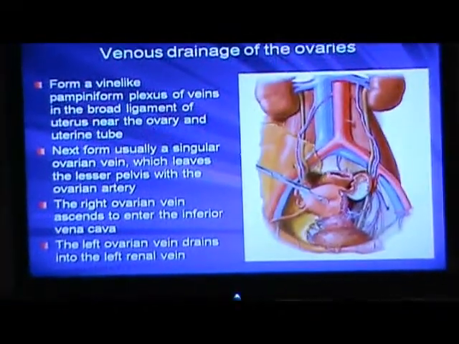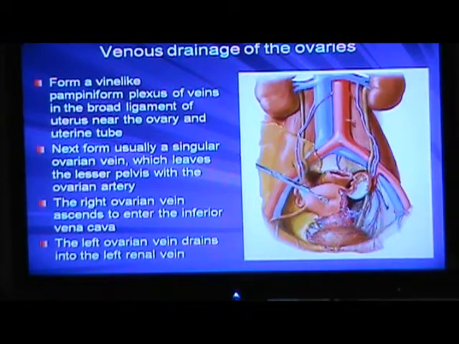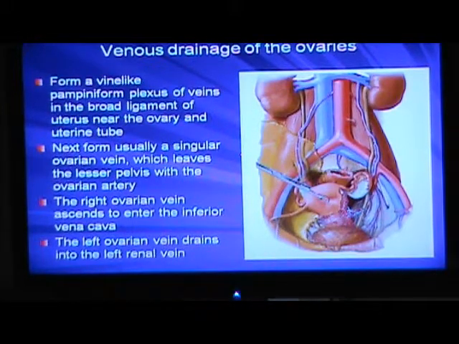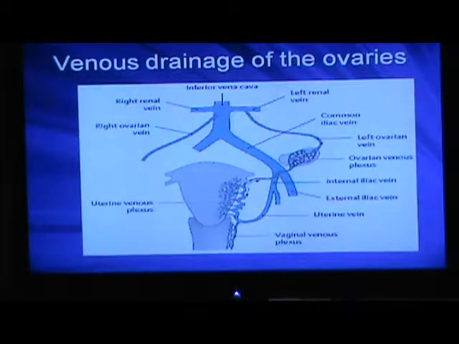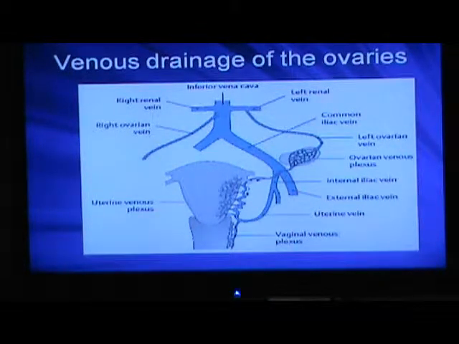The right ovarian vein ascends to enter the inferior vena cava. The left ovarian vein drains into the left renal vein. So look, one more time. The right ovarian vein drains directly to the inferior vena cava. The left ovarian vein first drains into the left renal vein, and the left renal vein drains to the inferior vena cava.